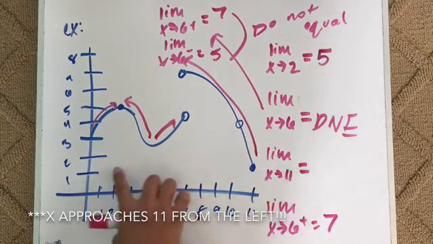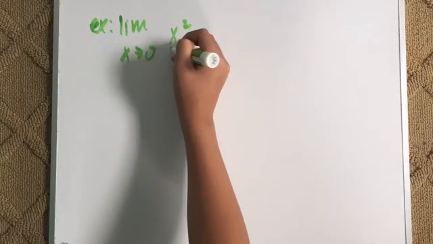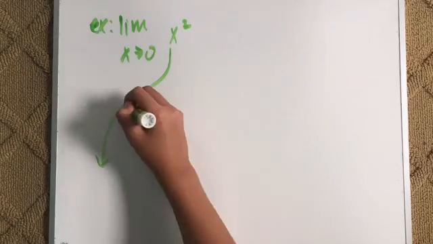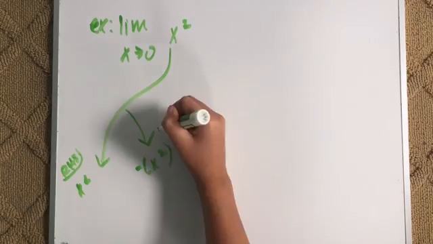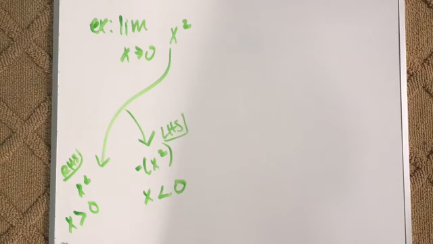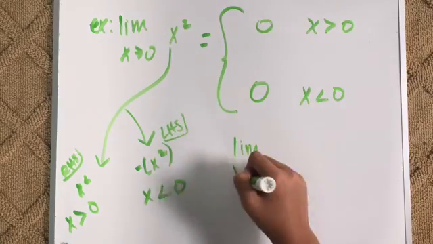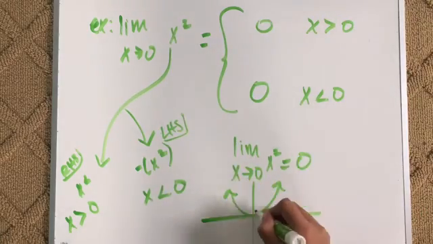The third one, limit as x approaches 11, we see that from the left it equals 1. So now we have limit as x approaches 0 of x squared. We have two cases, x squared and negative x squared. This is the right-hand side and left-hand side, where x is greater than 0 and x is less than 0. So from the right-hand side we have 0 and the left-hand side we have 0. So they both equal 0, so the limit exists.